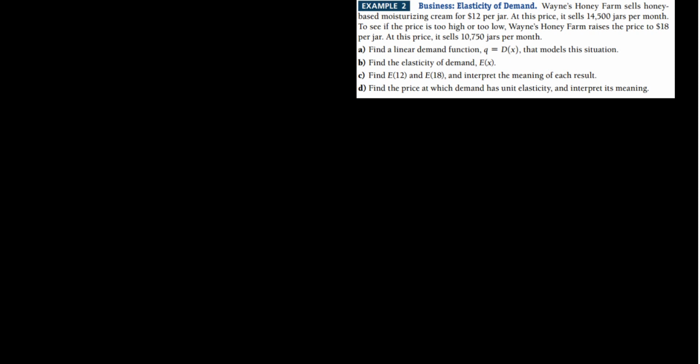So it reads, Wayne's Honey Farm sells honey-based moisturizing cream for $12 per jar. At this price, it sells 14,500 jars. So that's going to be a point on the graph. One point is $12 per jar and 14,500. Okay, so that's one point. And the second point should be easy to see as well. If we raise the price to $18, then we're going to sell 10,750 jars. So we put 18 here, and then 10,750.